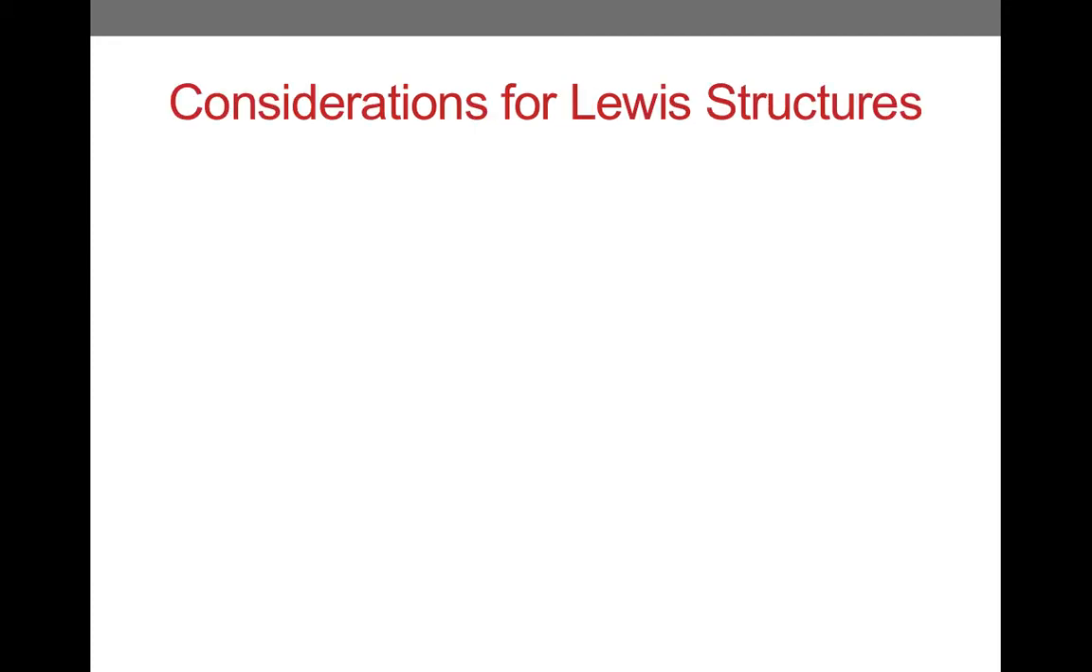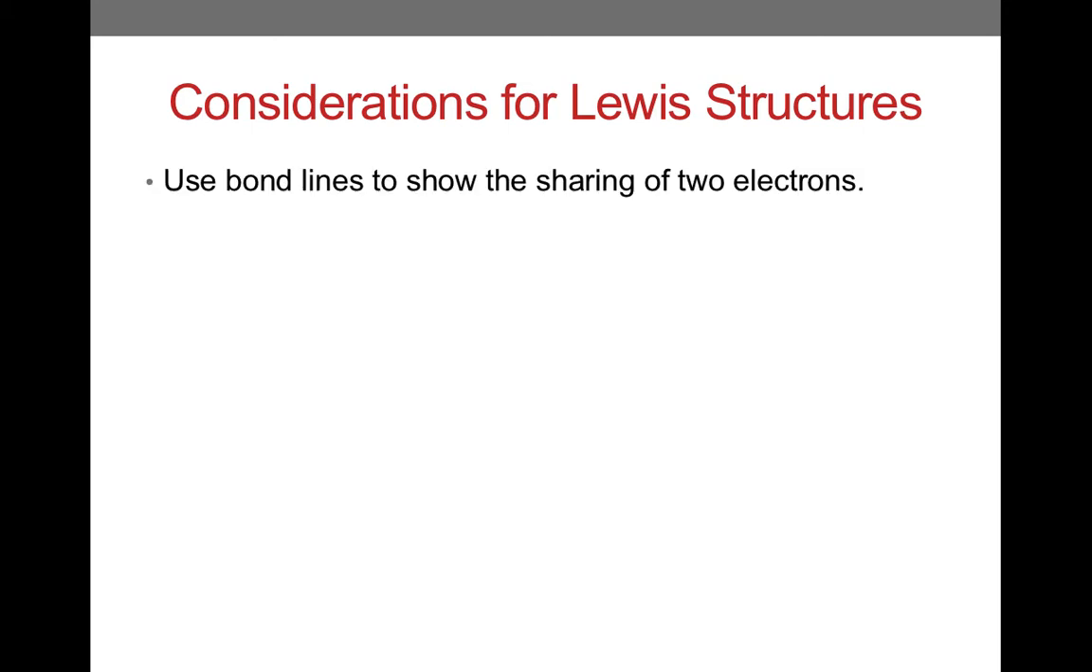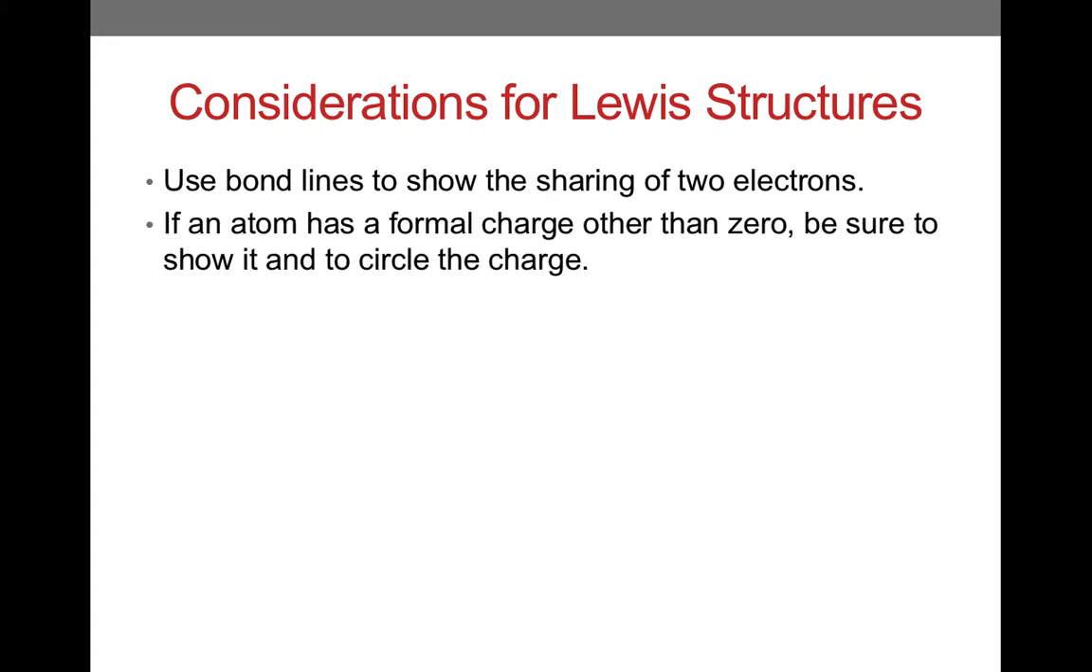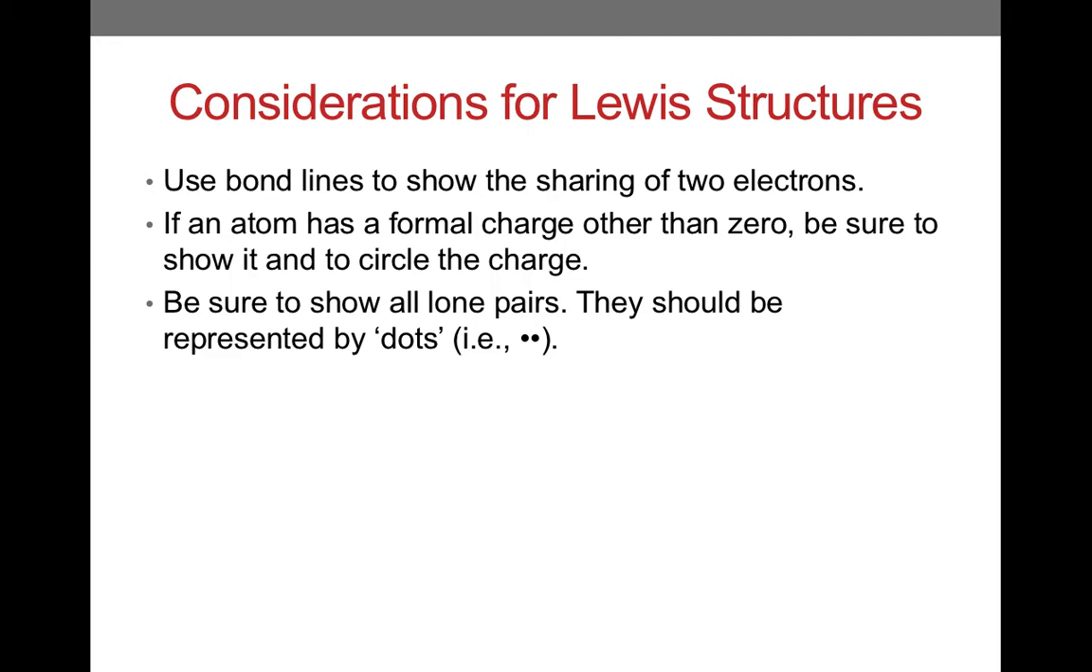Let's have a look at some considerations for drawing Lewis structures. First, use bond lines to show the sharing of 2 electrons. If an atom has a formal charge other than 0, be sure to show it and to circle the charge. The charge should go closest to the atom that bears the charge. Be sure to show all lone pairs. They should be represented by dots. Do not show any lone pairs as X's or tick marks. They are represented by dots.